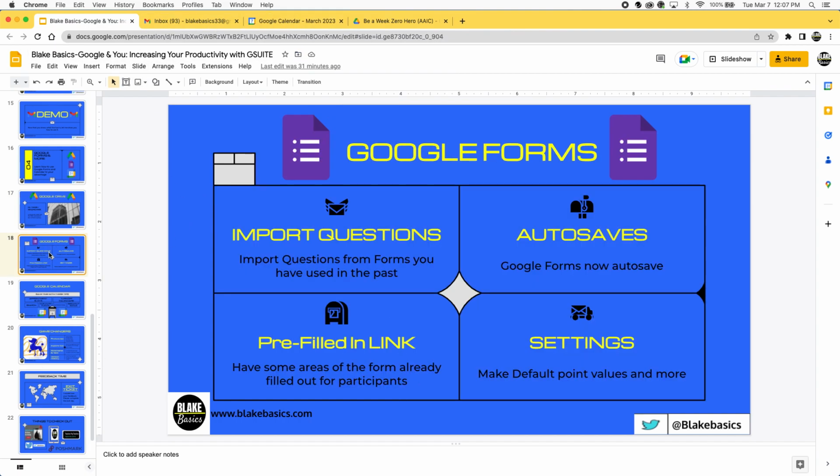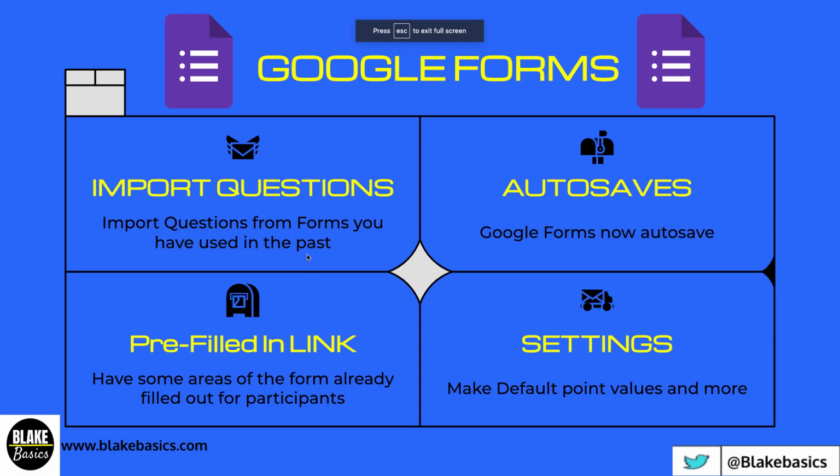Let's move on to our Google Forms. For Google Forms, primarily the new features that I like to share that could save you time: always remember to import questions. If you have other Google Forms that you've made in the past, don't waste time retyping name, email, or any repetitive information like that. Just import the questions from another form. Forms autosave now, and you can automatically make the default point values in the settings, so you don't have to keep doing that. And also for forms, you can have a pre-filled in link.